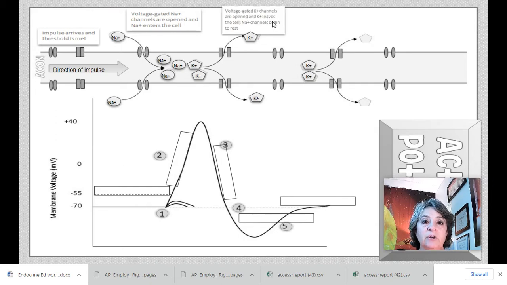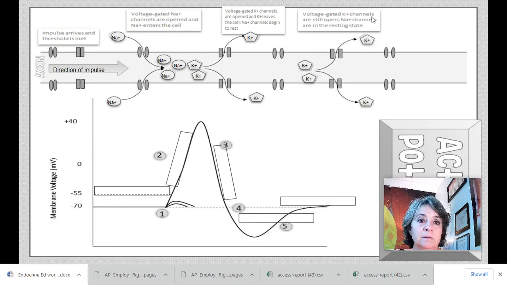You're going to drag this one over here. Voltage-gated potassium channels are open. Potassium leaves the cell. Once potassium leaves, then sodium is going to kind of chill out for a little bit. As the impulse travels down the neuron, these potassium channels are staying open, so even more potassium leaves the cell. And these sodium channels are considered to be in the resting state.